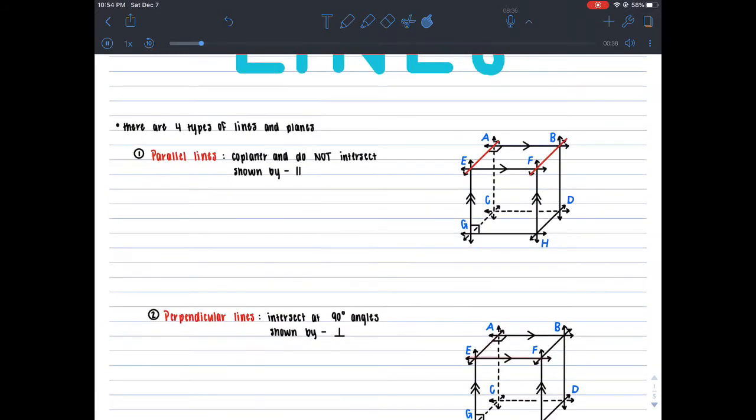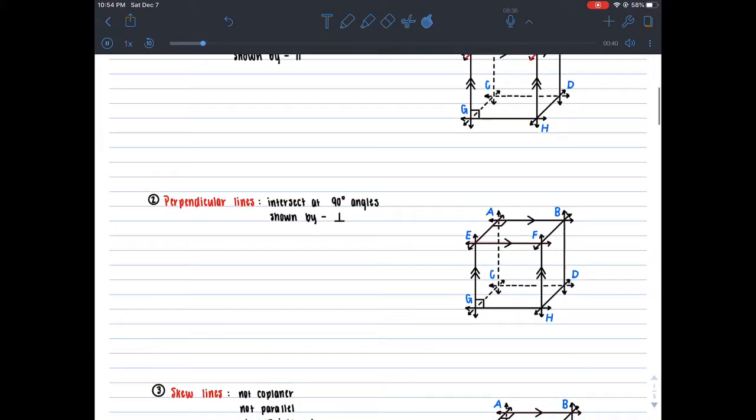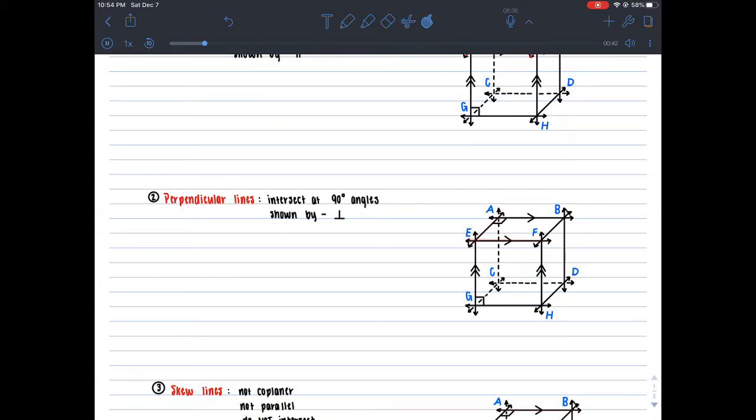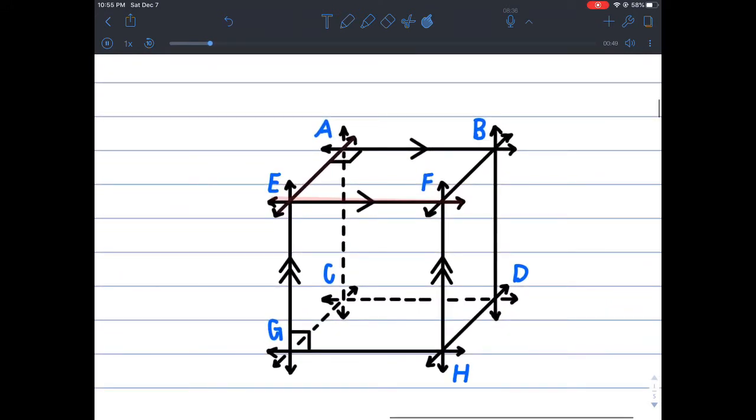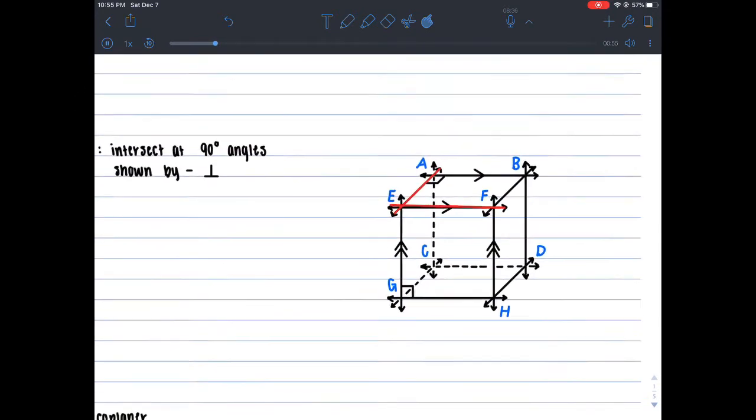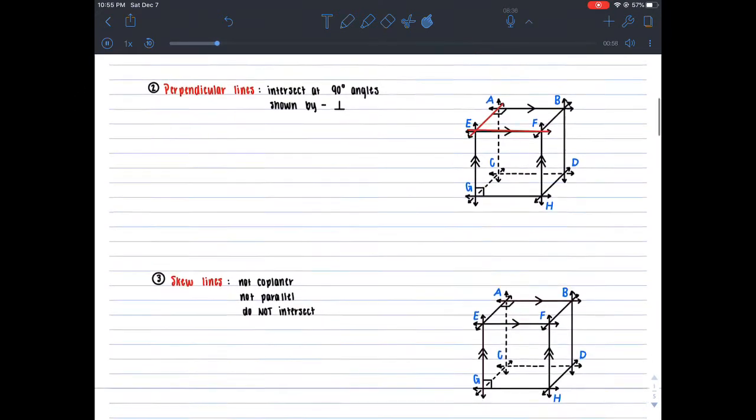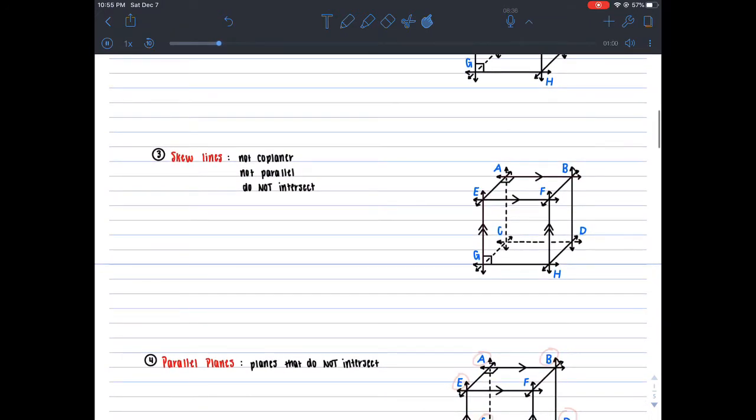Our second type of line is a perpendicular line. Perpendicular lines intersect at 90-degree angles. On our diagram, a perpendicular line looks something like this. AE is perpendicular to line EF. These are perpendicular lines. Skewed lines are not coplanar, they are not parallel, and they do not intersect.